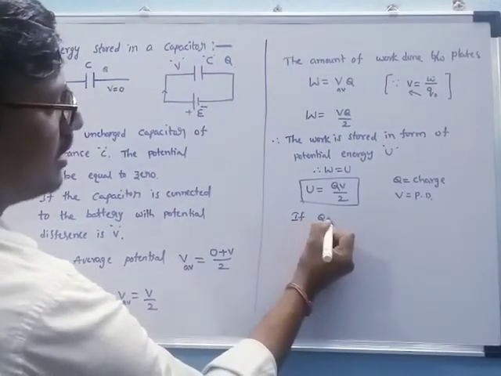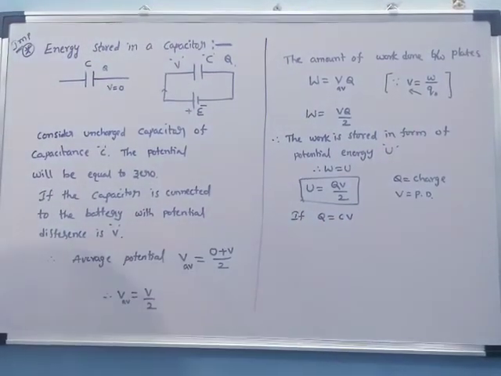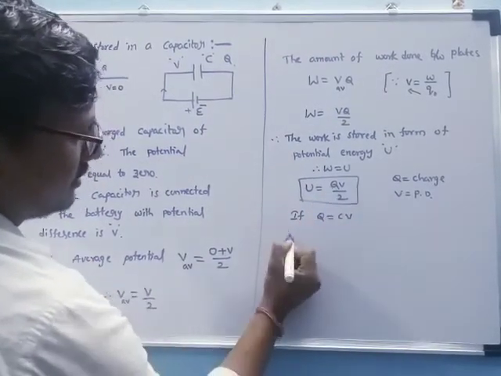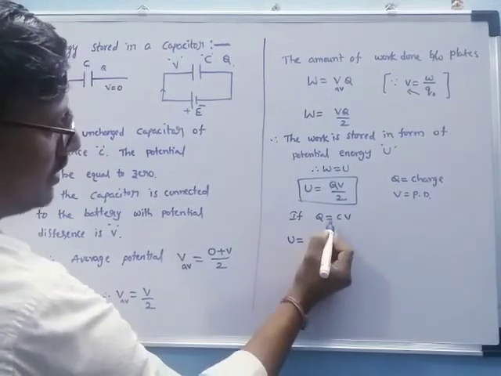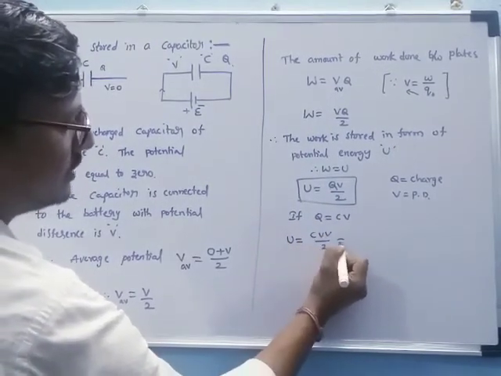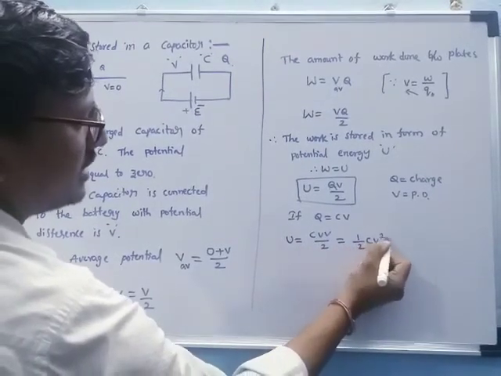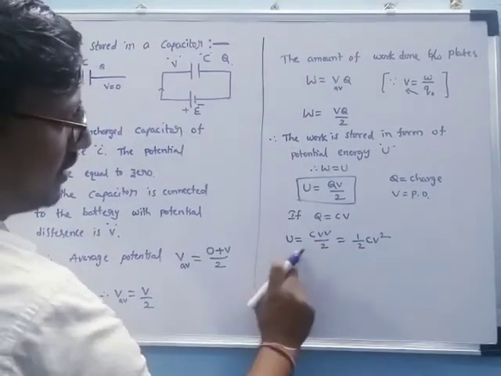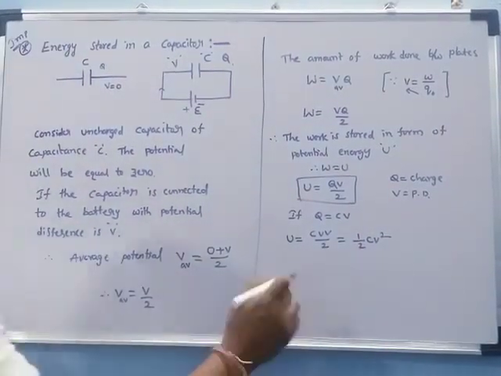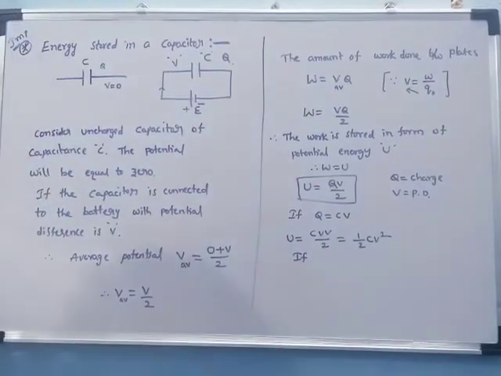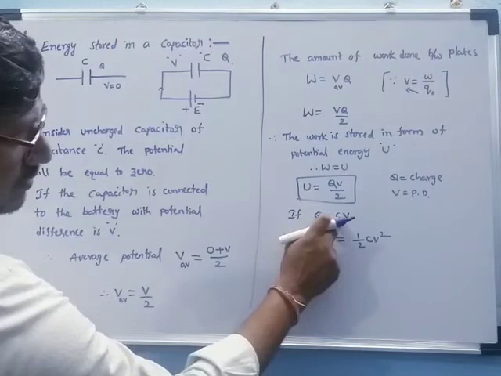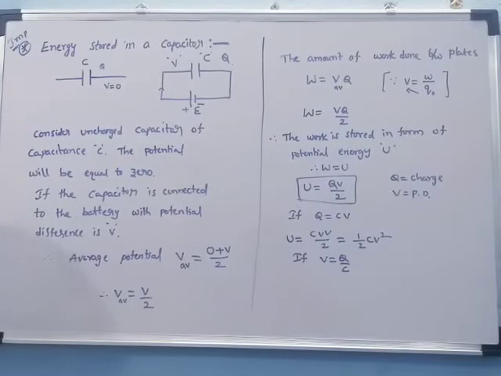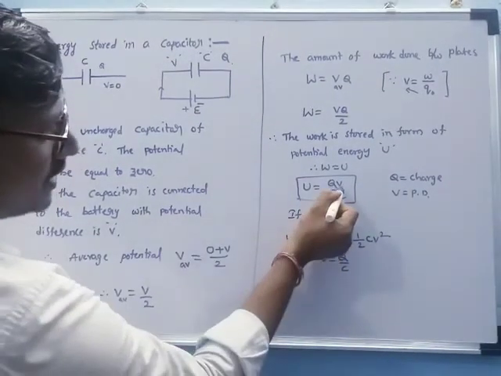The charge is equal to capacitance into V. If Q equals C into V, we can substitute this value here. So U is equal to C into V into V by 2, that is 1 by 2 CV square. This is also another formula for energy stored in a capacitor. Next, V is equal to Q by C.